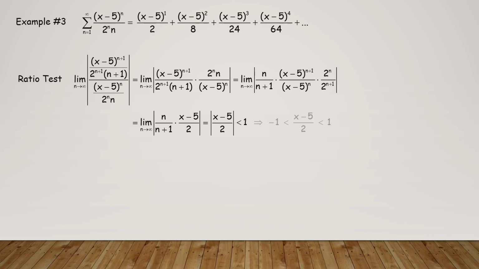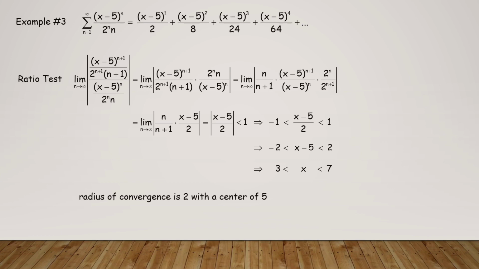So what does that mean? Well, if we look at negative 1 being less than x minus 5 all over 2, which is less than 1, we can multiply both sides by 2 and then add 5. And that will become our interval of convergence between 3 and 7. Now, that tells me that my radius of convergence is 2 with the center of 5.